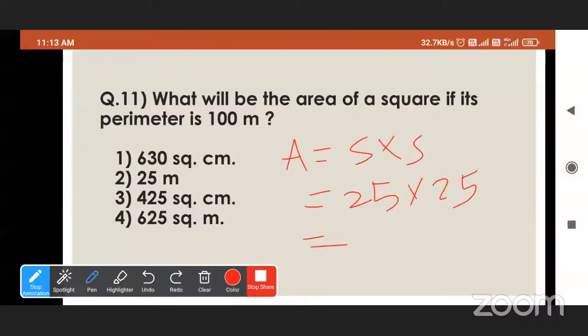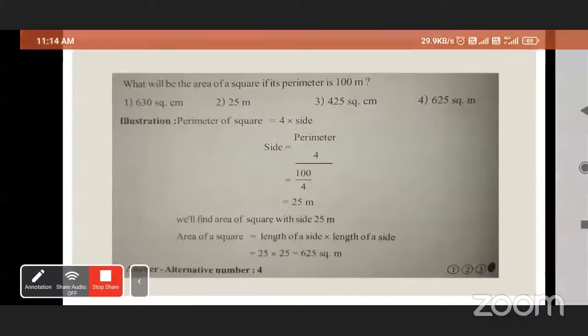Okay, Sir, tell me one minute. 25 multiplied by 25, do the multiplication. Sir, 625 square meter. 625 square meters. So which option is right? Which one is the correct option? Yes, the fourth one is the correct option. Very good. Thank you.